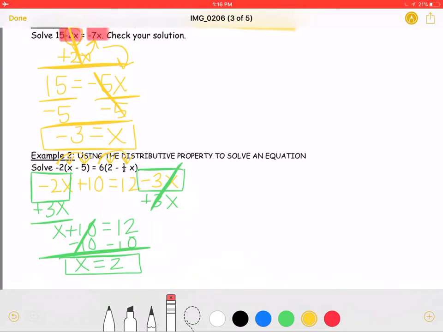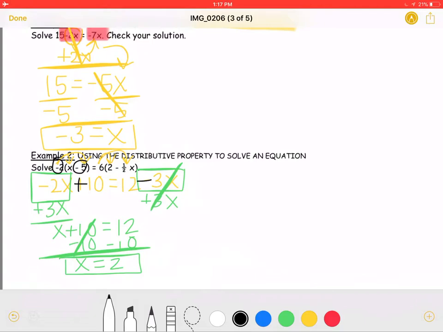So I distributed that negative 2 and I got negative 2x plus 10. That's how I got what I have on the left side. Remember, a negative and a negative, when I had that negative 2 and that negative 5, gives me a positive 10. Now on the right, distribute that 6. 6 times 2 is 12, and then 6 times negative a half x, so half of 6 is 3x. Positive times a negative gives me a negative 3x.